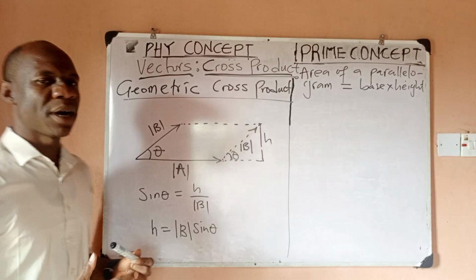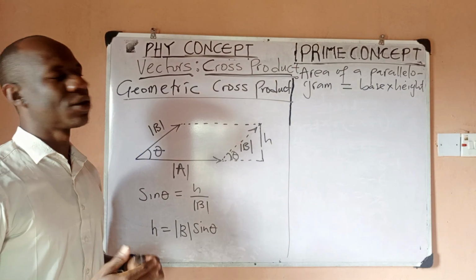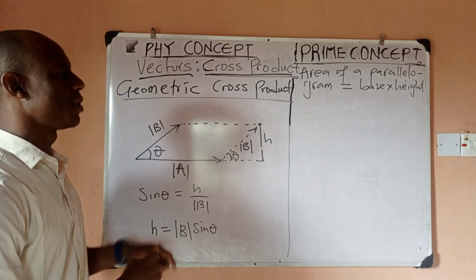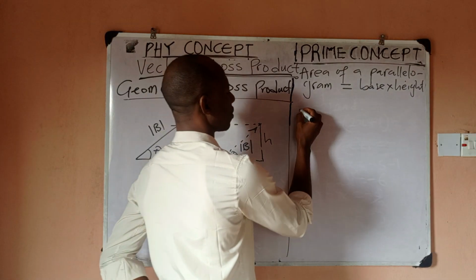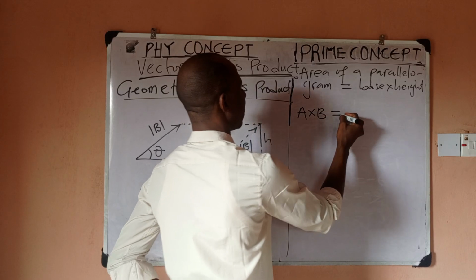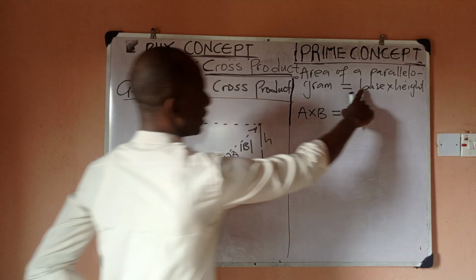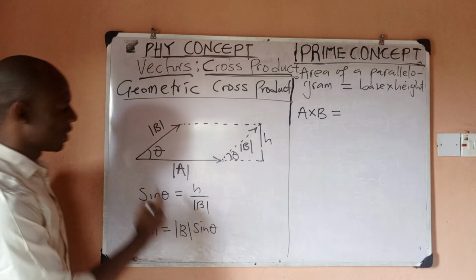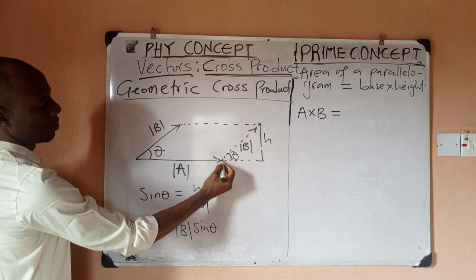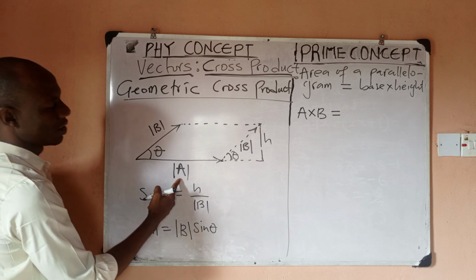Remember we said that the area of a parallelogram is the cross product of those two vectors A and B. So the area, I'm going to call it A cross B, is going to be the base times the height. What is our base? This is our base of the parallelogram, from this point to this point, which is the magnitude of A.